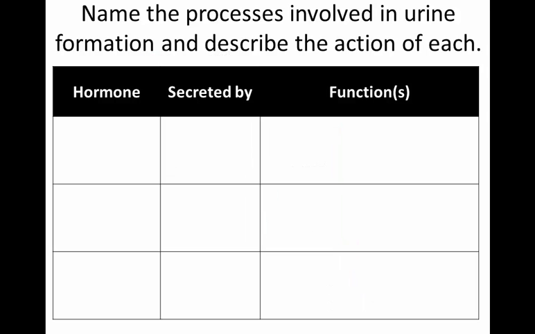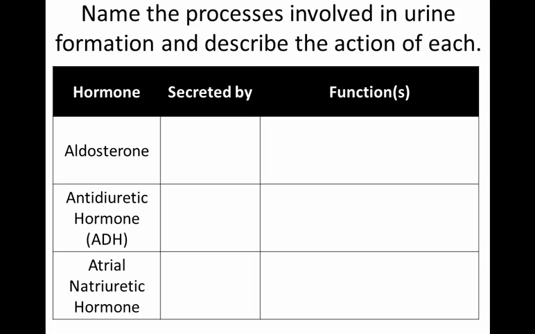Let's do another overview here where we name the process involved in urine formation and describe the action of each in slightly more detail. Let's take a look specifically at the hormones. So we mentioned aldosterone, the antidiuretic hormone we mentioned as well. And there's another that we will mention here, the atrial natriuretic hormone that we didn't take a look at in the previous slide. Aldosterone is ultimately secreted by the adrenal cortex. This is the outer portion of the adrenal gland.